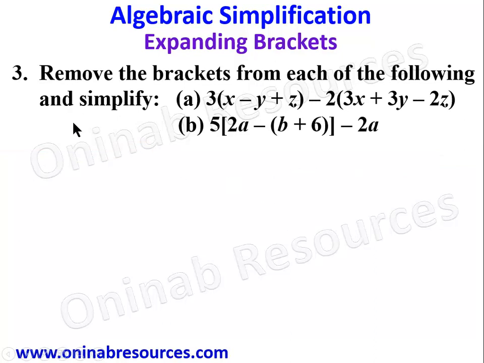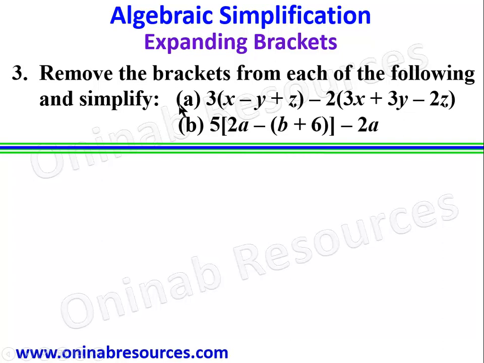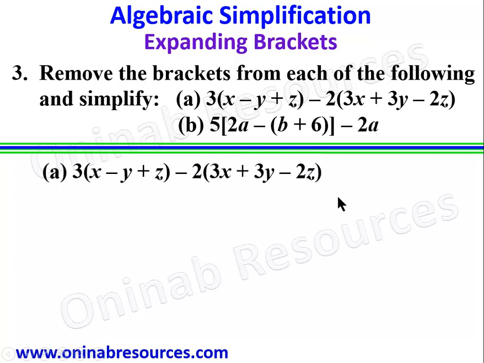For problem 3, we are to remove the brackets from each of the following and simplify. So we start with problem 3a. For problem 3a, we have two brackets here. The first one preceded by 3 and the second one preceded by negative 2. So starting from the first bracket, we have 3 times x gives 3x, 3 times negative y gives negative 3y, and 3 times z gives 3z.